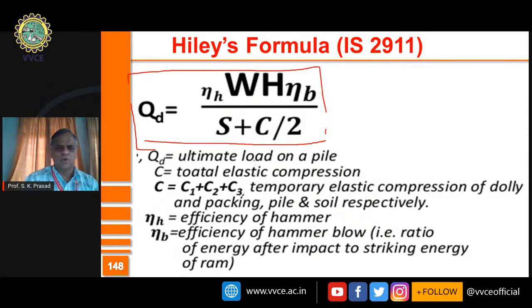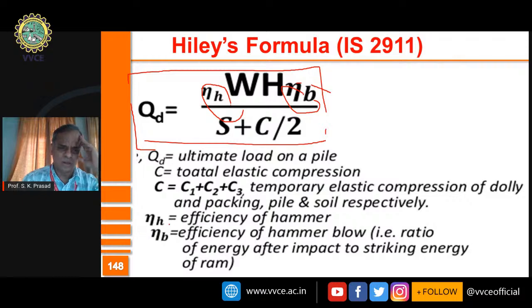So this is more involved. It has got eta H, it has got eta B, and then you have S plus C by 2. Okay. So eta H, eta B, the two efficiencies, efficiency of hammer and efficiency of the base, will indirectly give you the efficiency of the pile. It lets you know the efficiency.